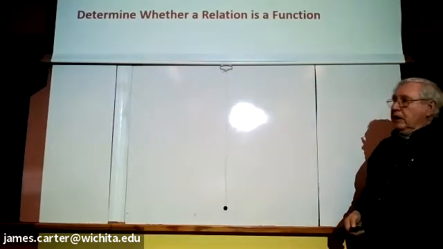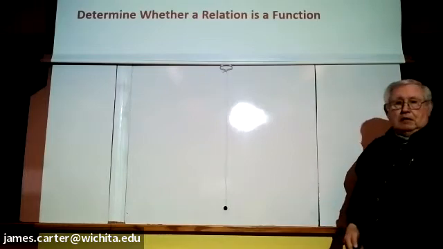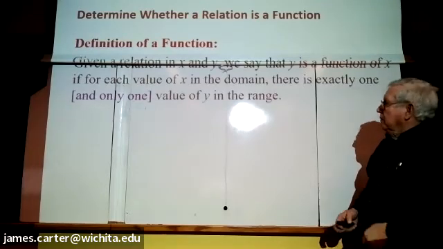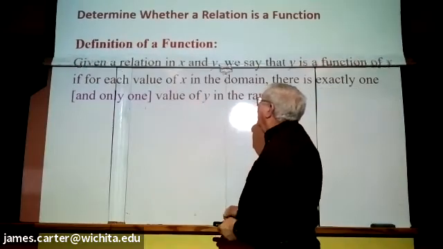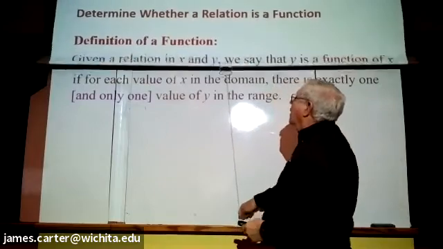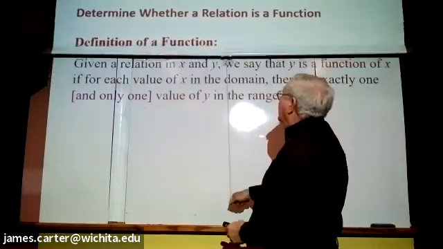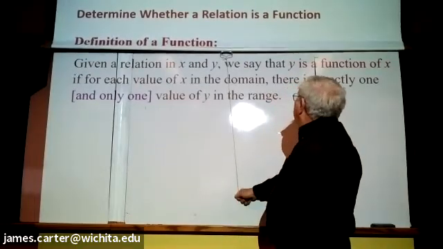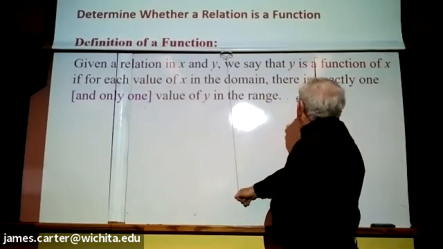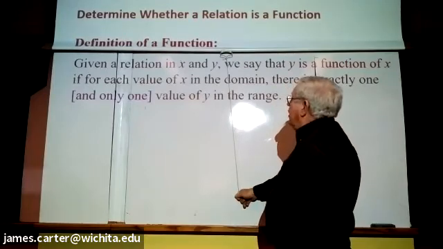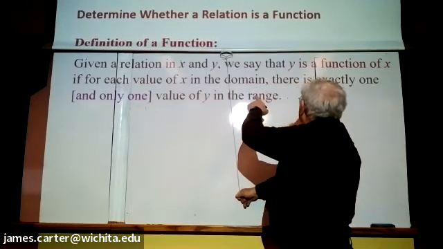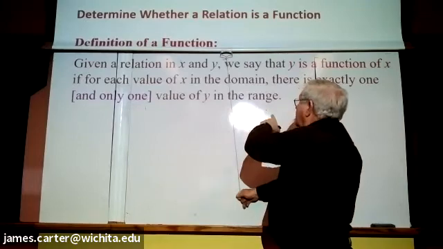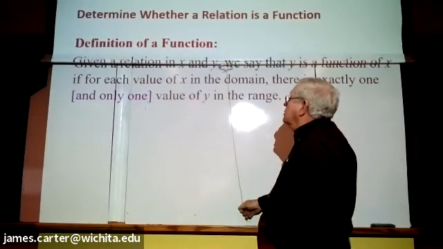Now we're going to determine if this set of a relation is a function. So the definition of a function. If you got a set of x and y values, we say that y is a function of x if for each value of x in the domain, the set of x values, there is exactly one and only one value of y in the range. Okay, so let's see what that means.